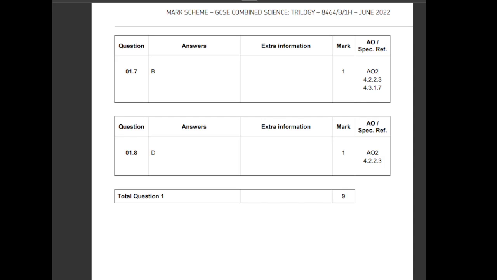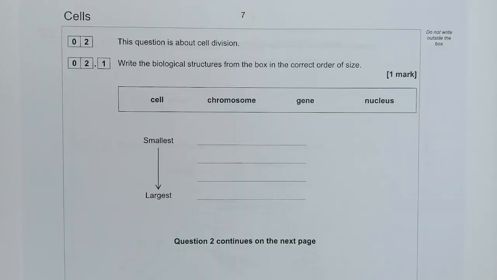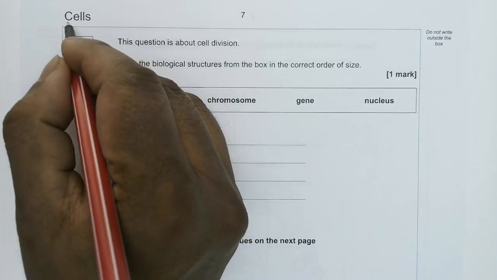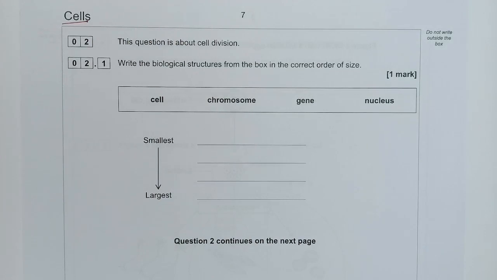As you can see, the answer for question 1.7, which part produces antibiotics, which was B, which we got correct, and which part is responsible for clotting was D, which was the platelets. So let's move on to question number 2. Question number 2 is on cells and the cell cycle. This question is about cell division. So write the biological structures from the box in the correct order of size.